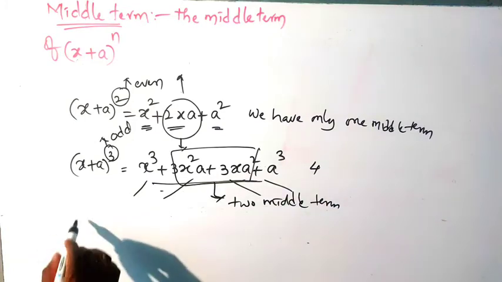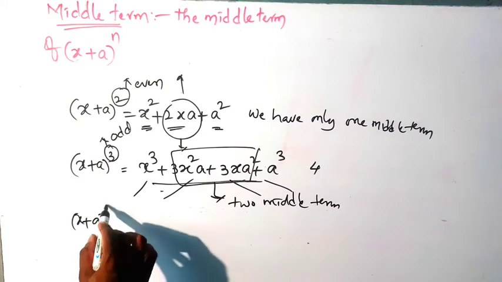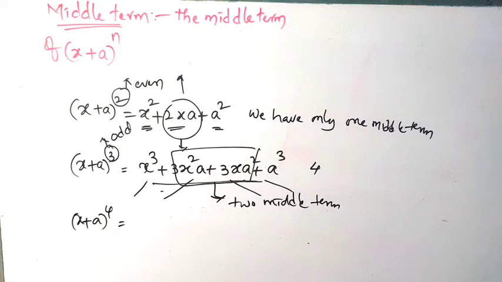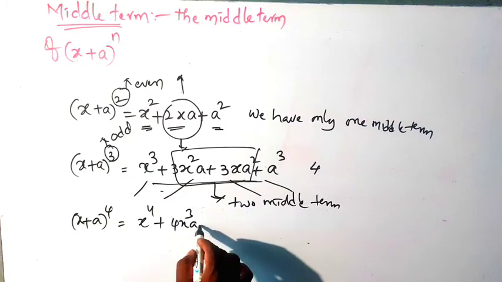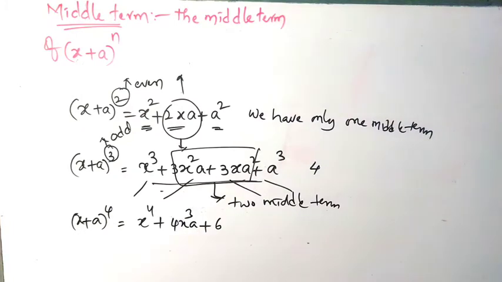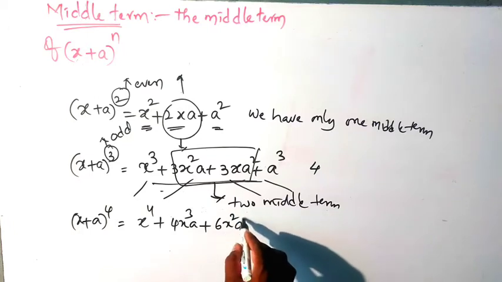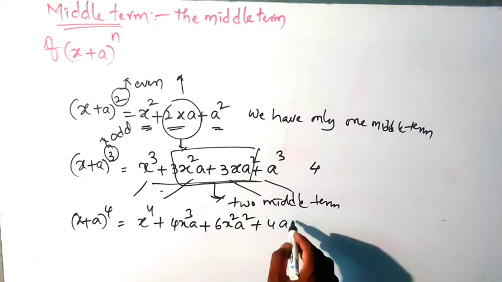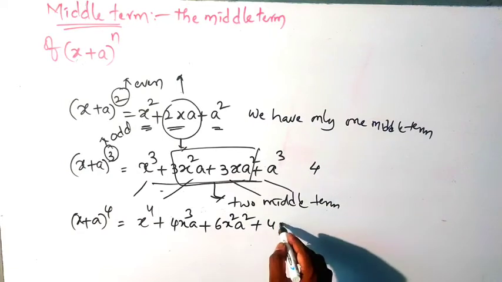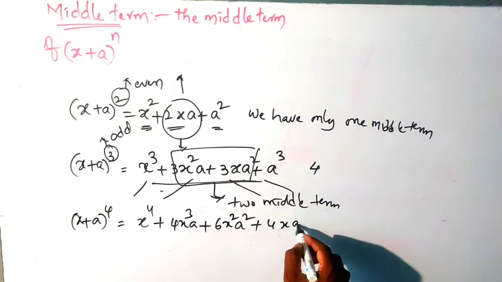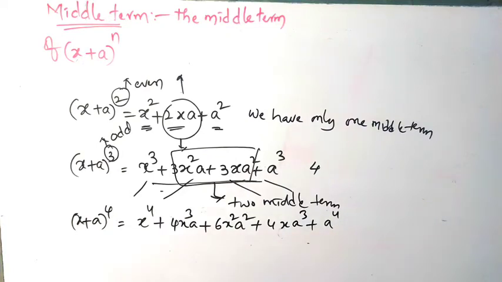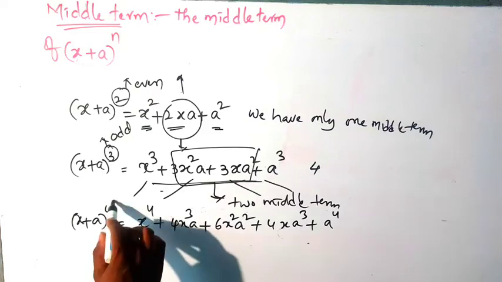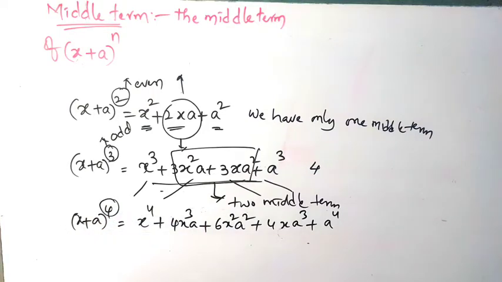For example, we take here (x + a) whole power of 4. We know the expansion. So (x + a)^4, how to write here? x power of 4 plus 4x cube a plus 6x square a square plus 4x a cube plus a power of 4 we get here. So here this is an even number. How many middle terms exist here? Only one middle term, that is nothing but this.